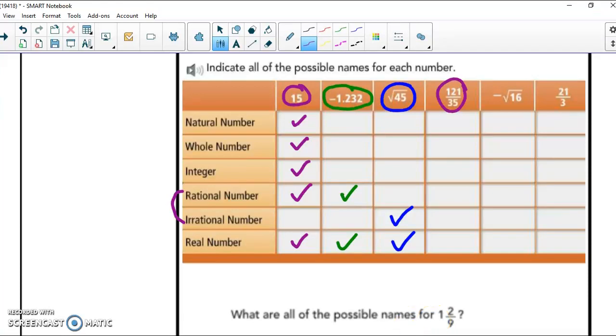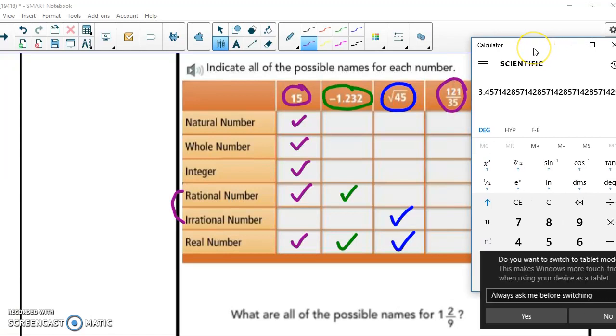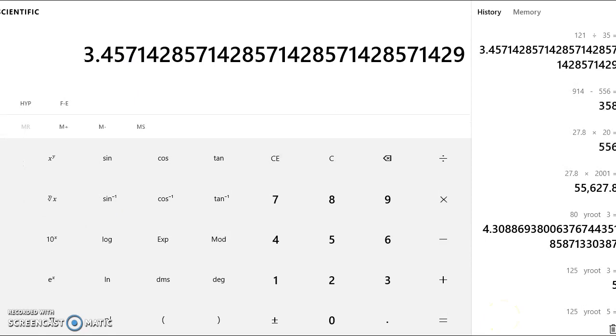All right, we got cut off, and I don't know when it cut me off, but we were just noticing a repeating pattern as we divided 121/35. So we were noticing, well, that's large. We were noticing that we have a repeating pattern because we have 3.457142857, 142857, 142857, and that pattern repeats and continues.